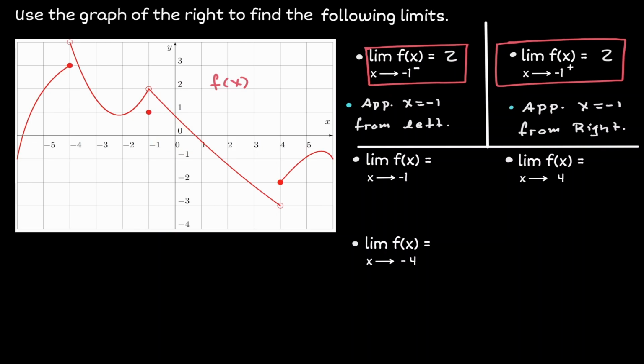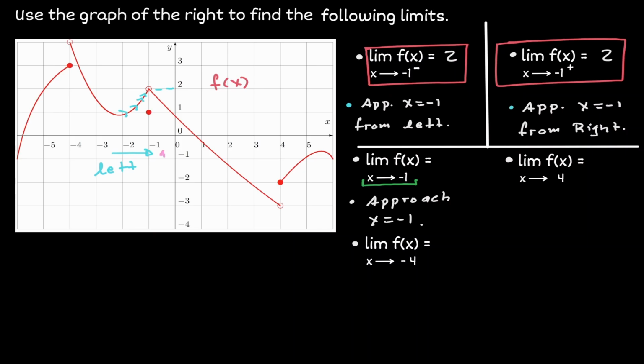Now let's take a look at our third example. What we want to find is the value that we are approaching as x is getting closer to -1. But notice that on top of -1, there's neither a plus nor a minus. So we want to consider both directions. When we approach the value of -1 from the left, notice that we are approaching the y value of 2, which is exactly what we found in our first limit.